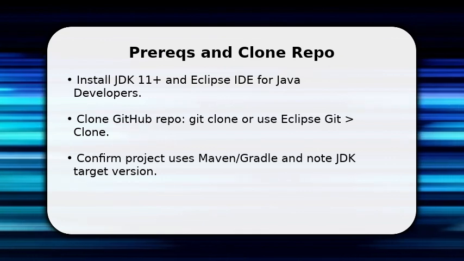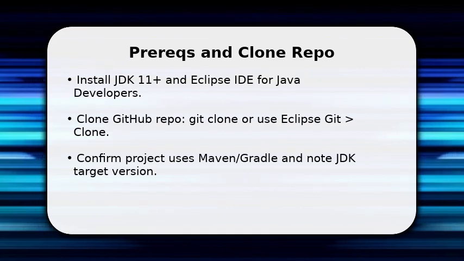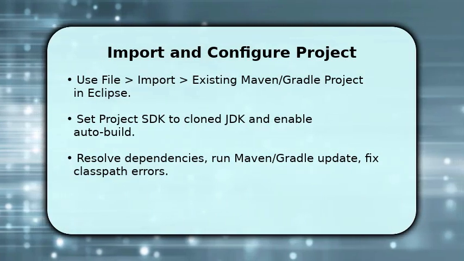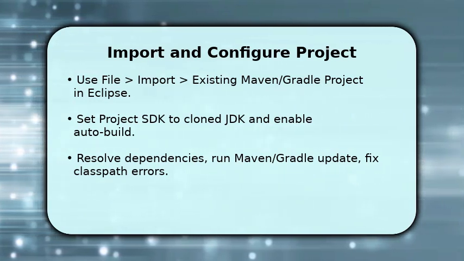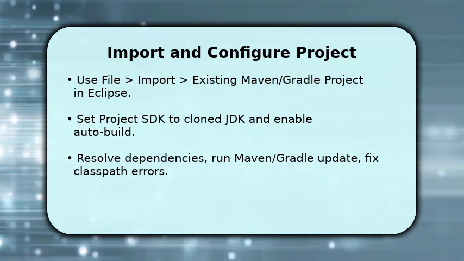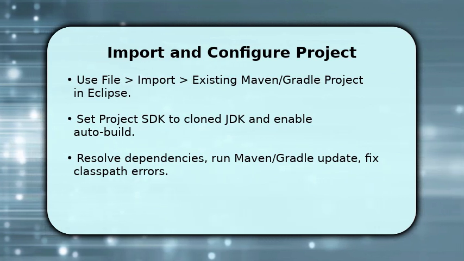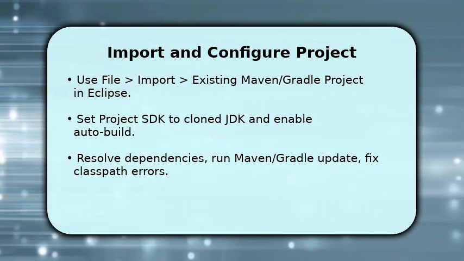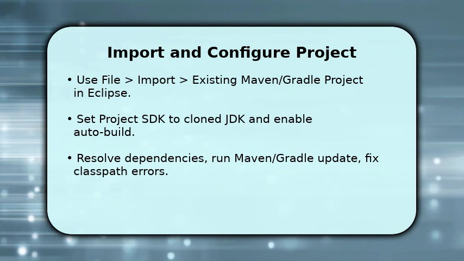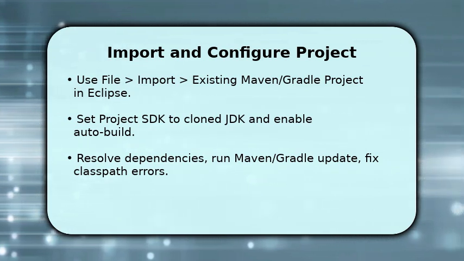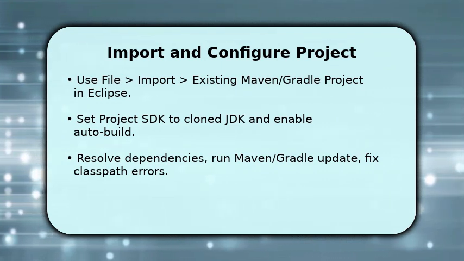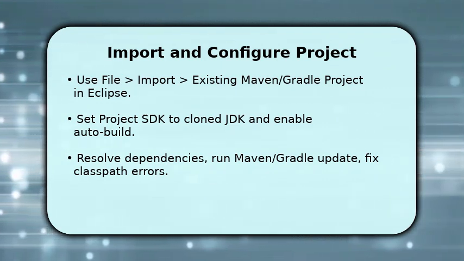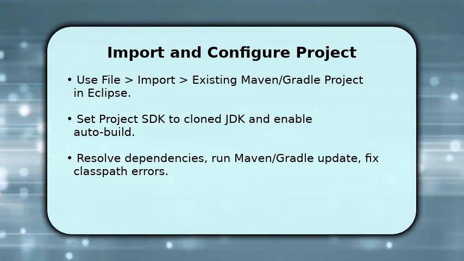Now import the code into Eclipse using File, Import, and choose Existing Maven or Gradle Project. This preserves build configuration. When the import finishes, set the project SDK to the same JDK you installed and enable Build Automatically so Eclipse compiles in the background. Next, run a Maven update or Gradle refresh to download dependencies. This resolves missing libraries. If you see classpath or compiler errors, adjust project properties.